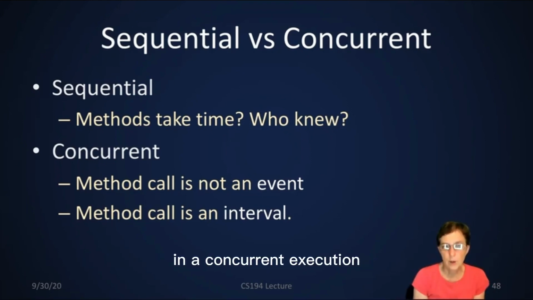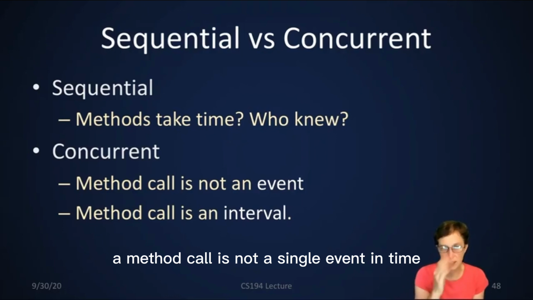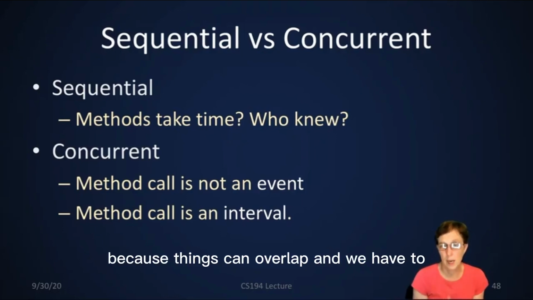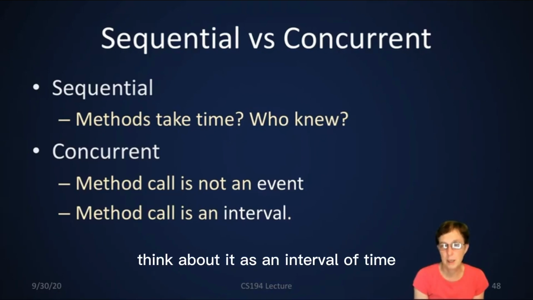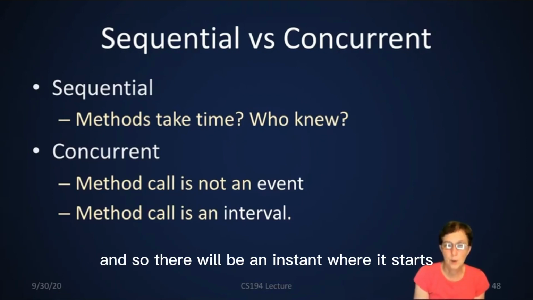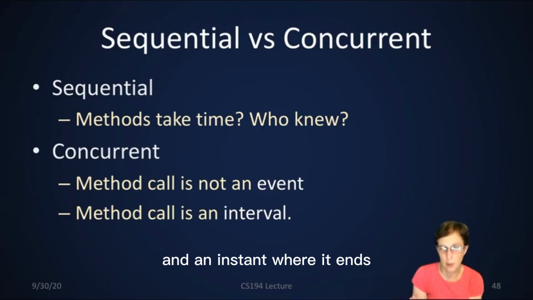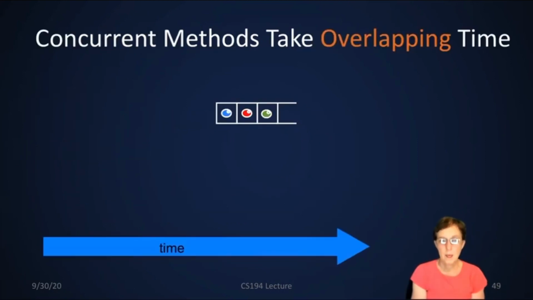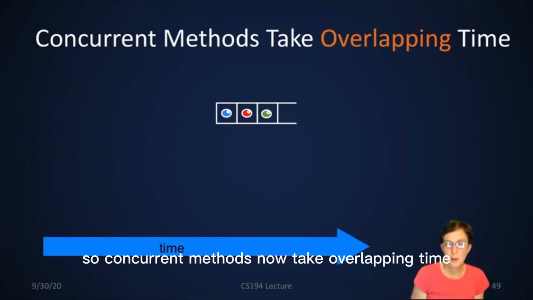In a concurrent execution, a method call is not a single event in time. We can't really think about it that way because things can overlap, and we have to think about it as an interval of time. And so there will be an instant where it starts and an instant where it ends, but not an instant where the whole thing executes. So concurrent methods now take overlapping time.